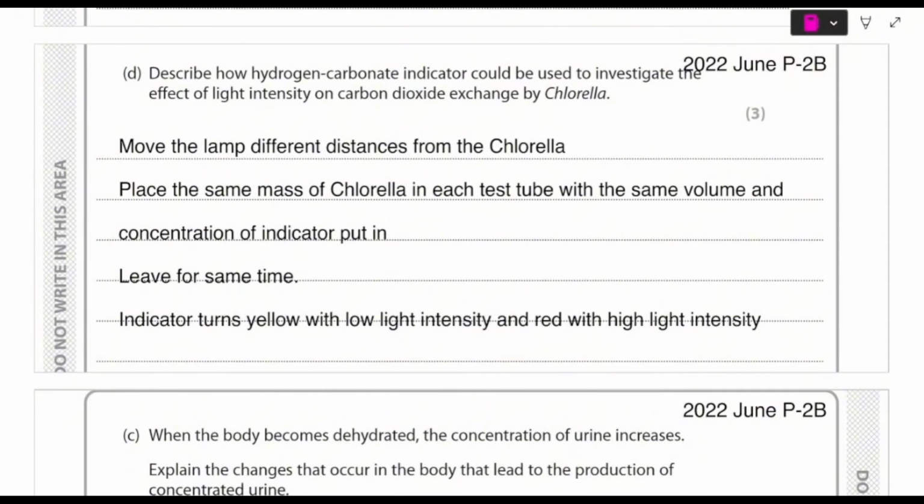Then leave it for some time. At low light intensity, it will turn yellow, because at low light intensity photosynthesis does not happen, or the rate of photosynthesis is slower, which is why they have a higher rate of respiration. They do not take in carbon dioxide, rather they release carbon dioxide, which increases the concentration. And as I've said, at high concentration of carbon dioxide, they turn yellow, and vice versa for red. Or you can also write purple.